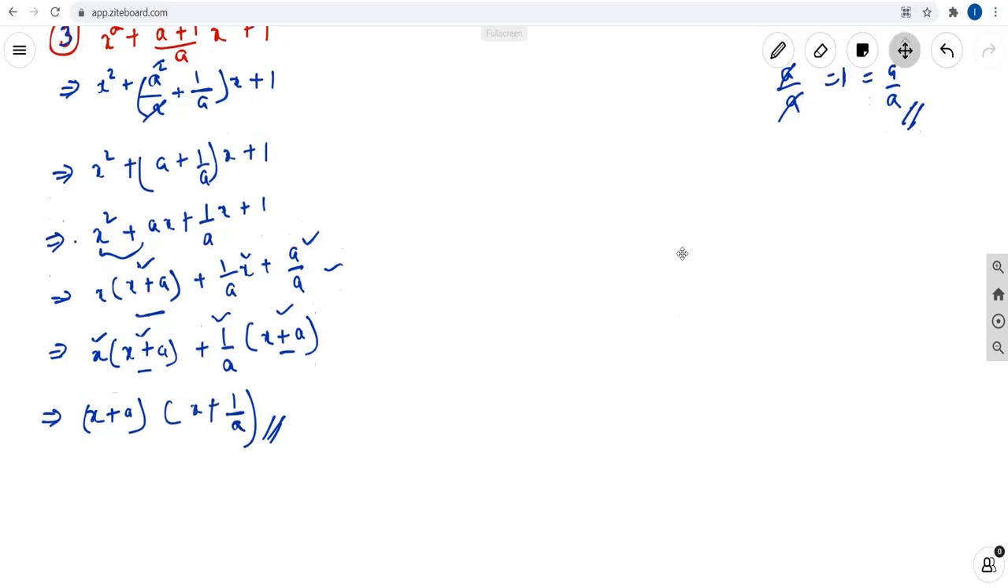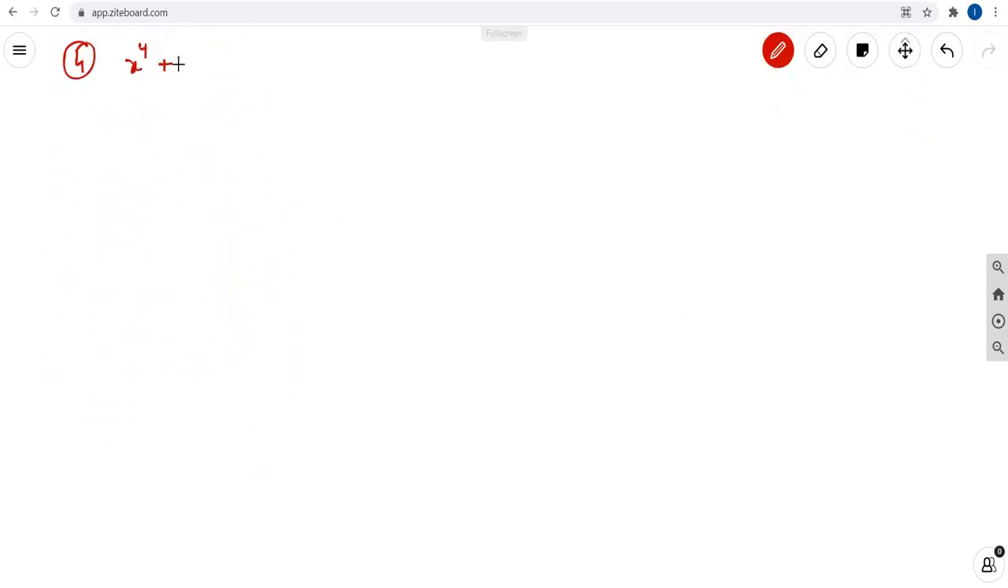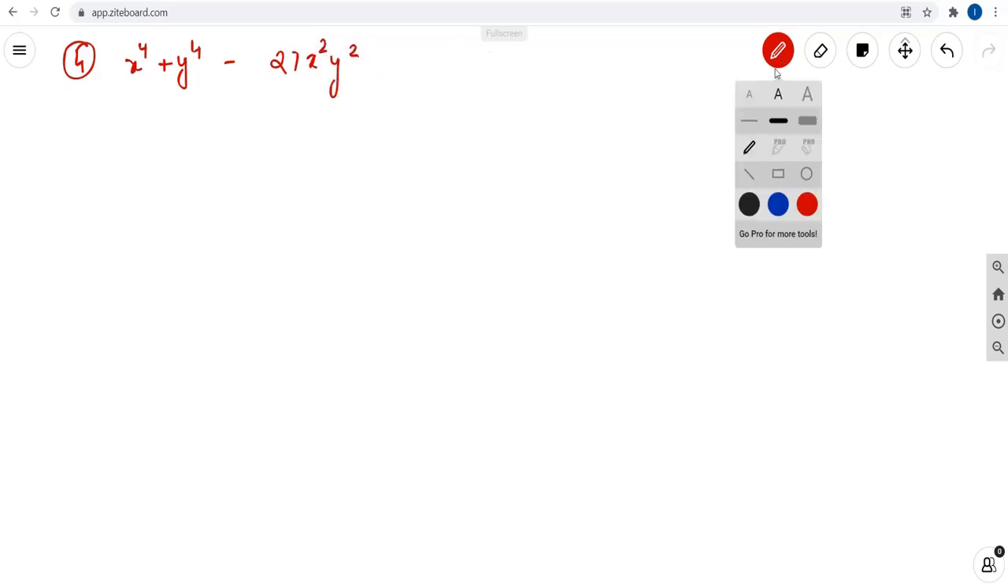Problem number 4 is x to the power of 4 plus y to the power of 4 minus 27 x square y square. This is the problem given. Please read the problem properly. What I can do here is put it in the form of (a plus b) whole square. This one I will write as (x square) to the power of square. Can I write like this? Yes, I can write like this.